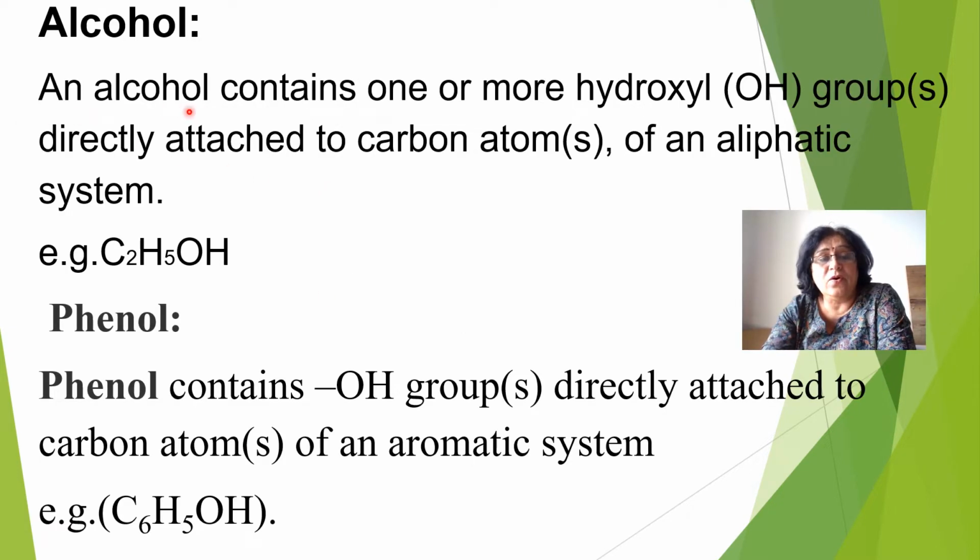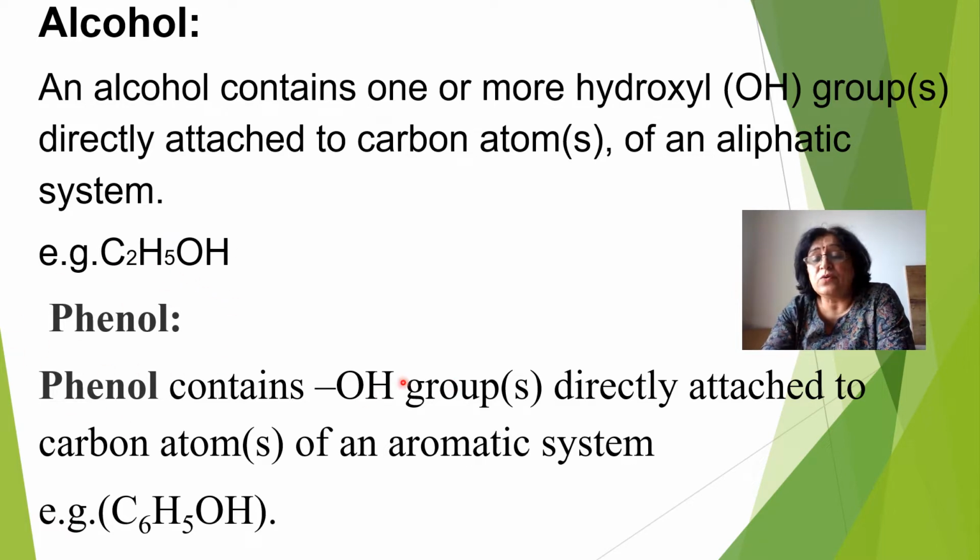So what are alcohols? Alcohols contain one or more hydroxyl groups directly attached to the carbon of the aliphatic system. If we take aliphatic hydrocarbons, let's take ethane. Ethane is C2H6. If one H is replaced by OH, it becomes C2H5OH. So this C2H5OH is alcohol. Clear?